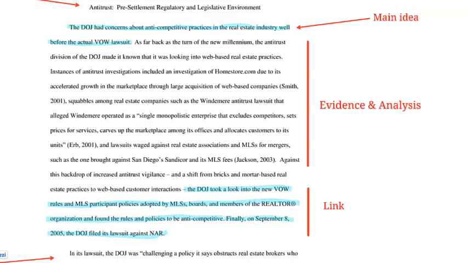In every case, your evidence should not stand alone. In their tools on MEAL paragraphing, the folks at Duke University Writing Center describe this situation very well. They say, if you leave your evidence unexplained, your reader may interpret it differently than you intended, and if that happens, your main idea doesn't get the support it needs.